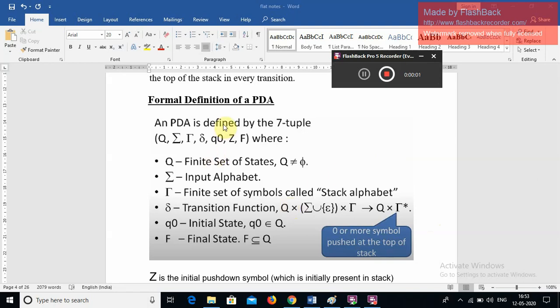Hi everyone. So we already know the formal definition of a PDA, which is nothing but a mathematical notation of a PDA, consisting of 7 tuples: Q, sigma, tau, delta, Q naught, Z, F. Okay. So now let's understand the transition function delta in depth.